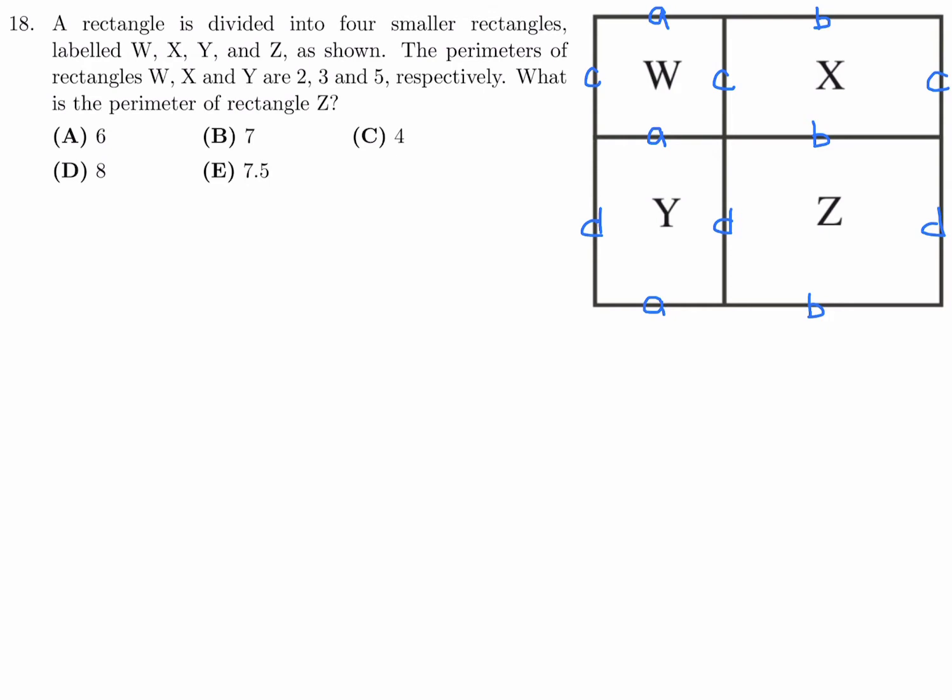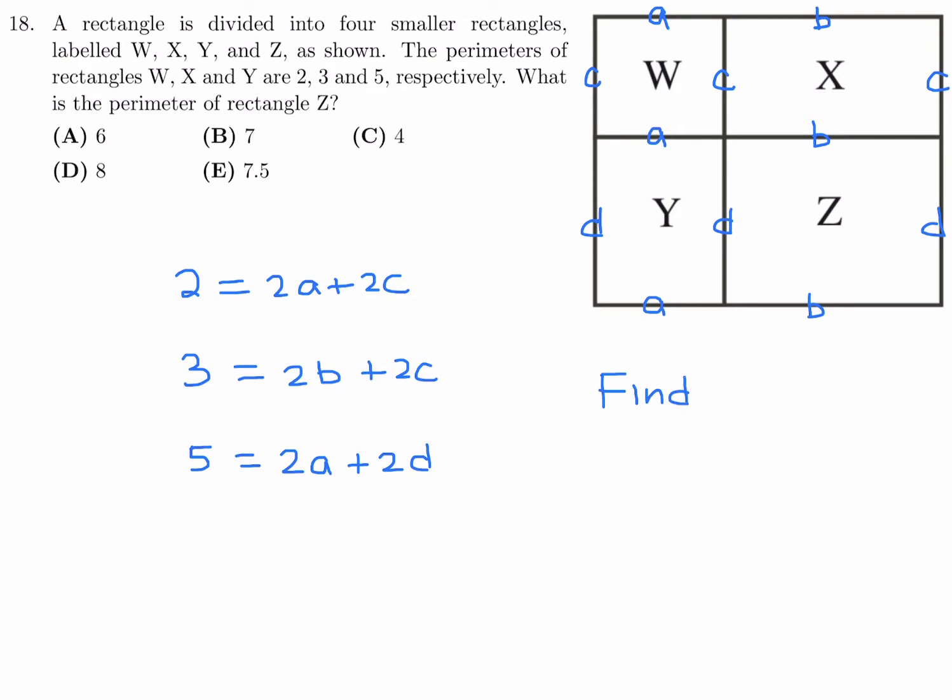So now let's talk about the perimeters. For W, the perimeter they're saying is 2, and in terms of my lettering, it's 2A plus 2C. For X, the perimeter is 3, and in my lettering, it's 2B plus 2C. And for Y, the perimeter is 5, and my lettering is 2A plus 2D. The question wants me to find the perimeter of Z, which is 2B plus 2D. This is what I have to find the numerical value of.